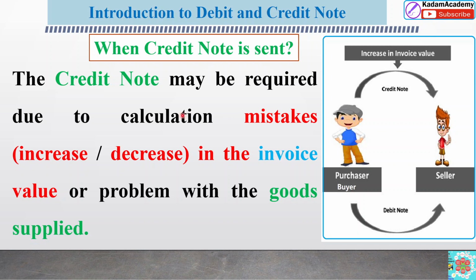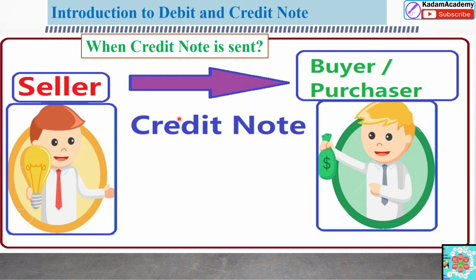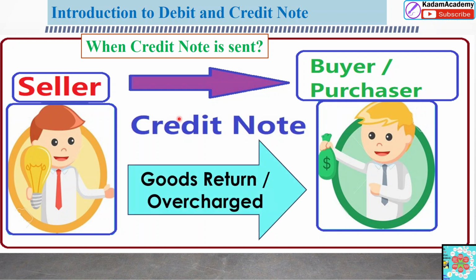In that case, the credit note is sent. So this is the one condition. When a credit note is sent, there is another condition: when the goods are returned. The credit note may also be required due to a calculation mistake in the invoice, which we already studied. When the goods are supplied but then returned back by the buyer, in that case also, the credit note is given by the seller to the buyer.